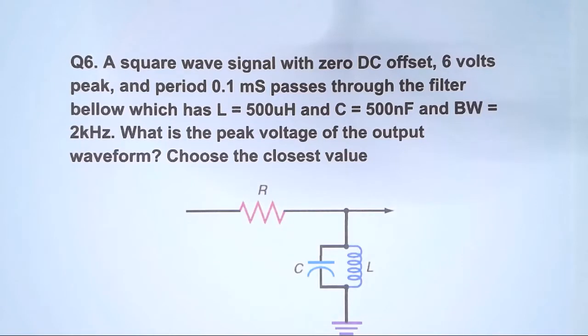Question 6. A square wave signal with 0 DC offset, 6 volts peak, and a period of 0.1 millisecond passes through a filter below which has an inductor of 500 microhenry, a capacitor of 500 nanofarads, and has a bandwidth of 2 kilohertz. So, what is the peak voltage of the output waveform?